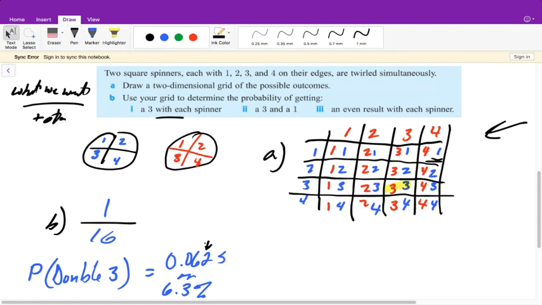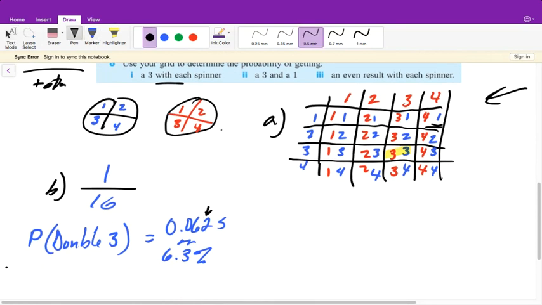All right, now let's go ahead and do the second one, for the third one. It says the probability of rolling a 3 and a 1.